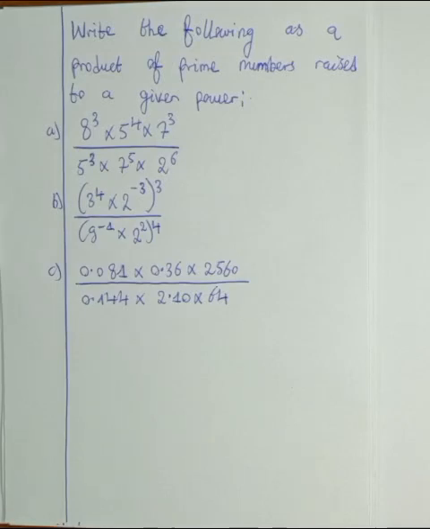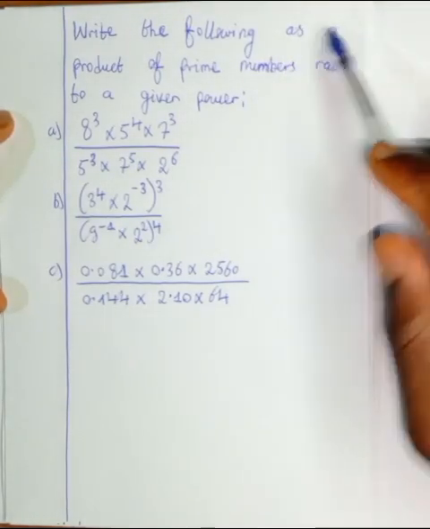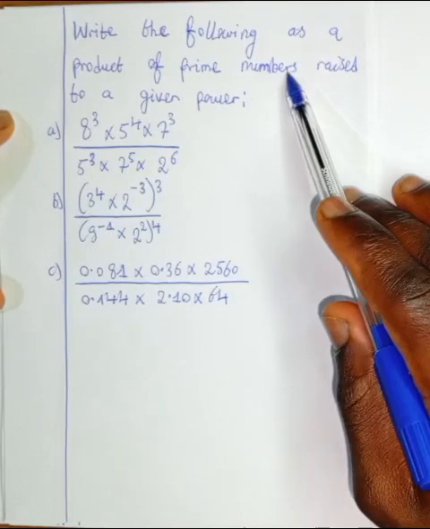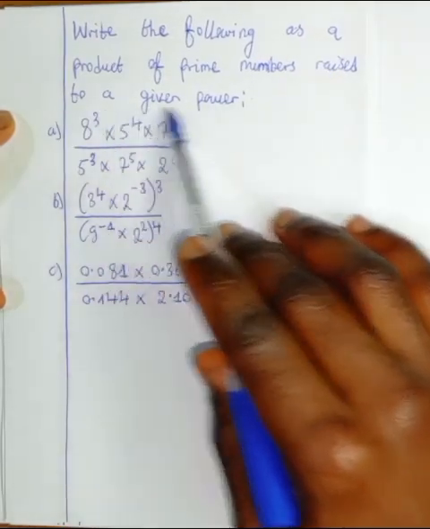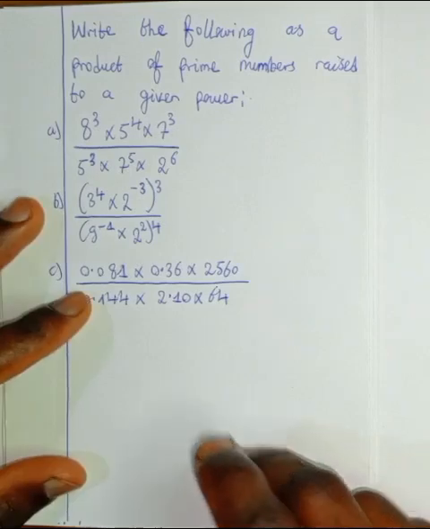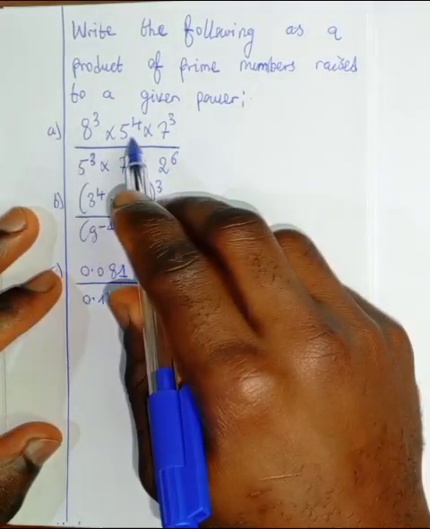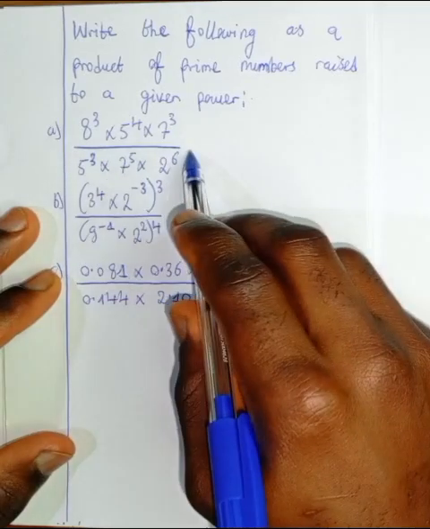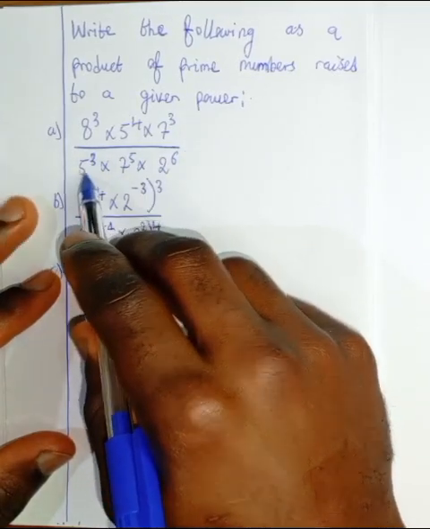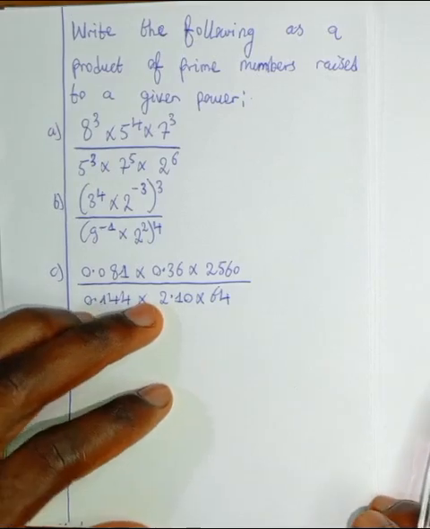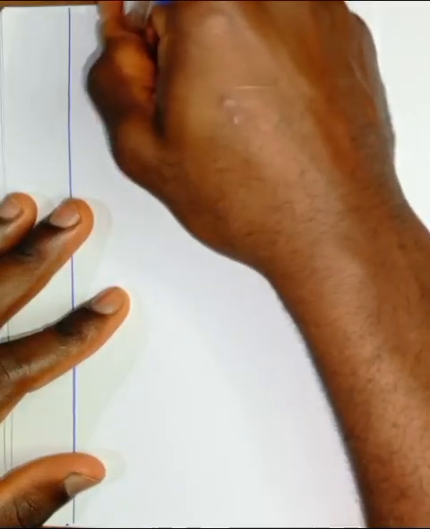We are to answer the following questions. It goes, write the following as a product of prime numbers raised to a given power. You can see for question A, we have 8 raised to the power 3 times 5 raised to the power 4 times 7 raised to the power 3 all over 5 raised to the power 3 times 7 raised to the power 5 times 2 raised to the power 6. Take solution.